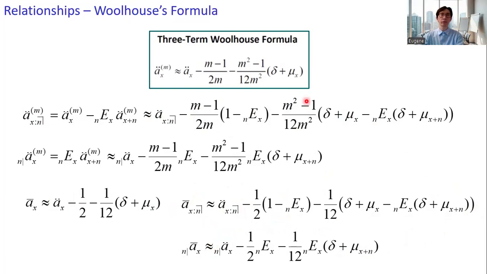These are the approximation formula using the three-term Woolhouse formula. And then if you are asked to use the two-term Woolhouse formula, just extract the first two terms of this expression. And then I will have one example at the end of the video using the two-term formula. All right, not to forget that mu x is approximated by this expression.